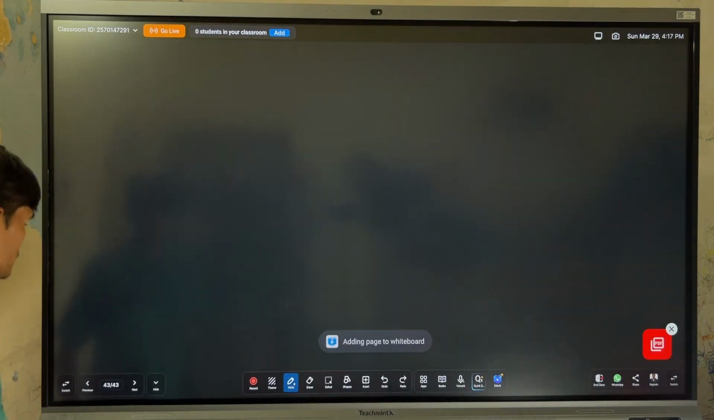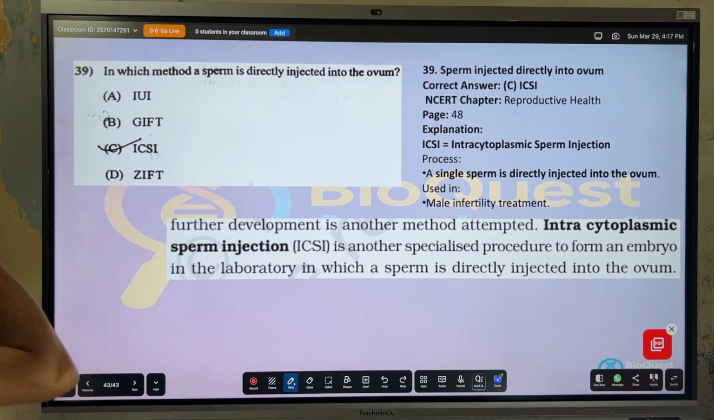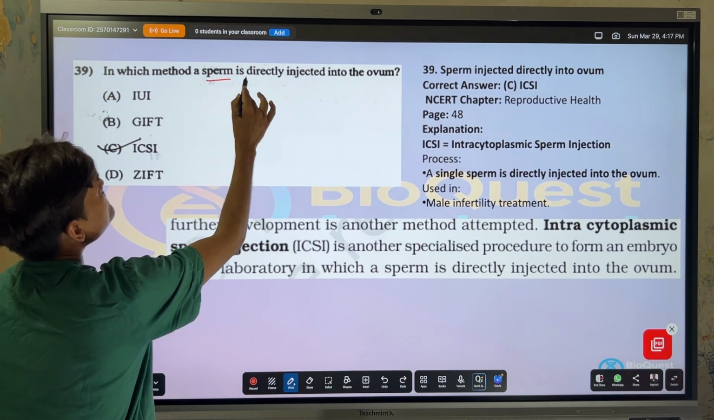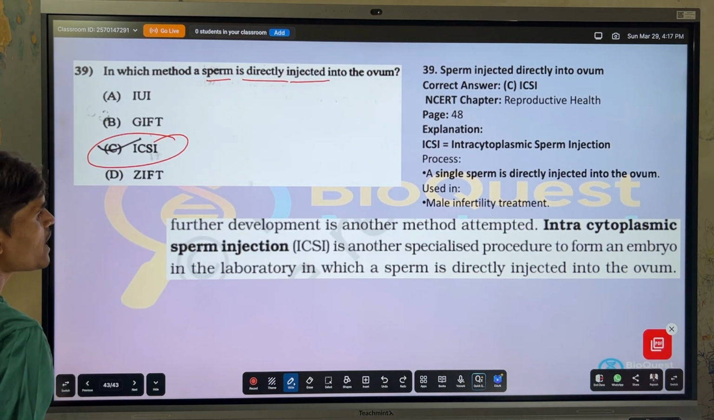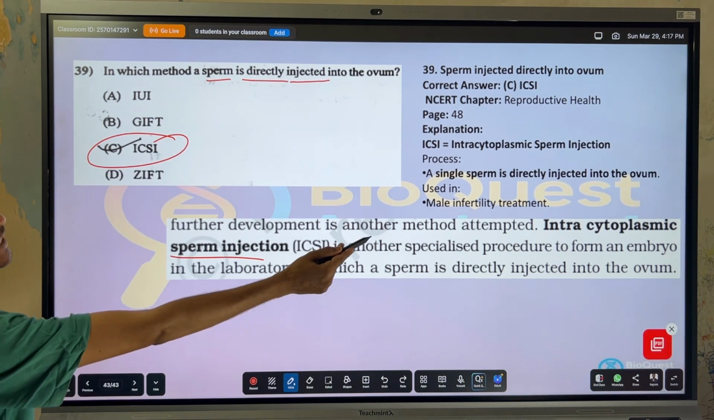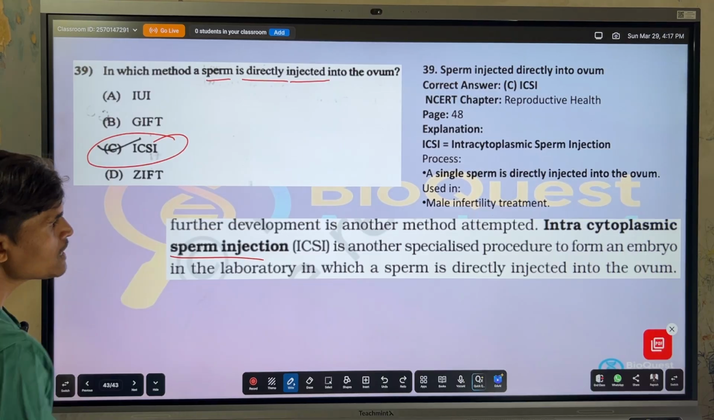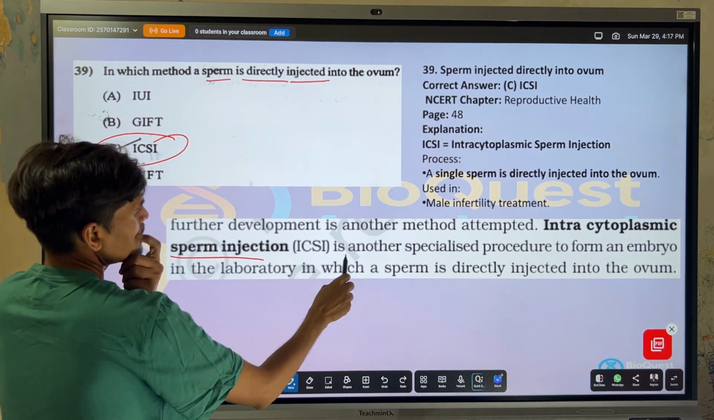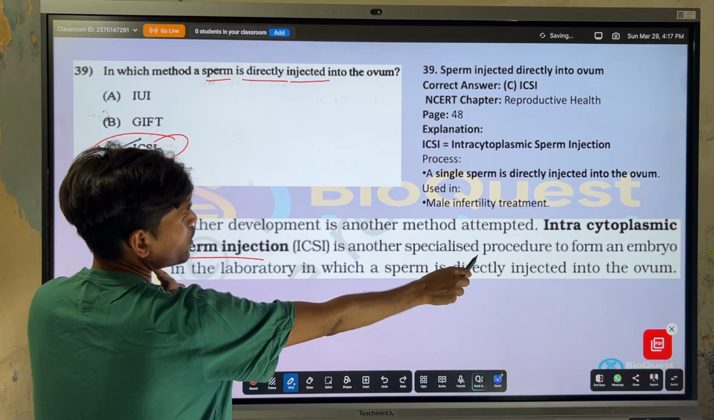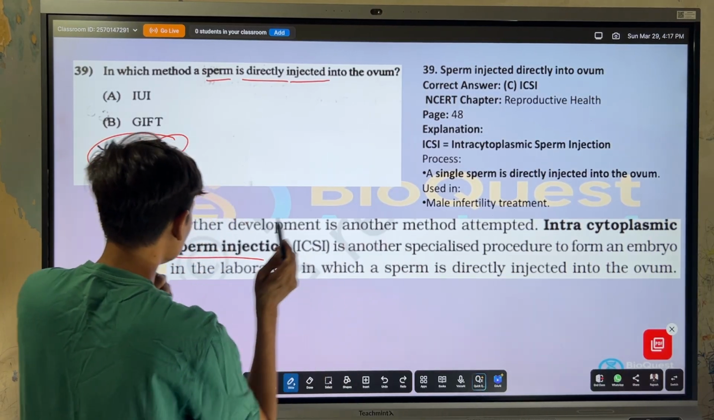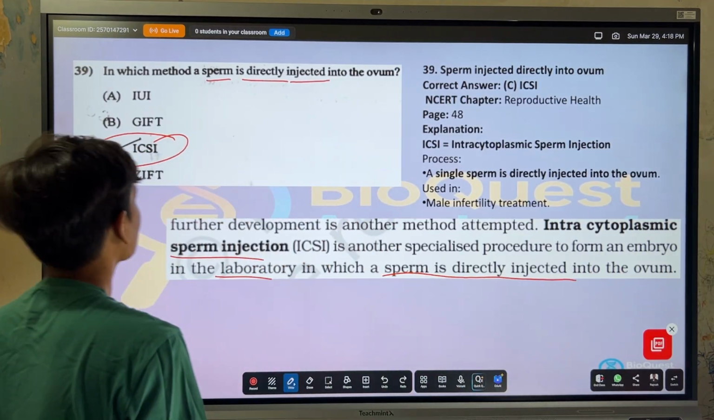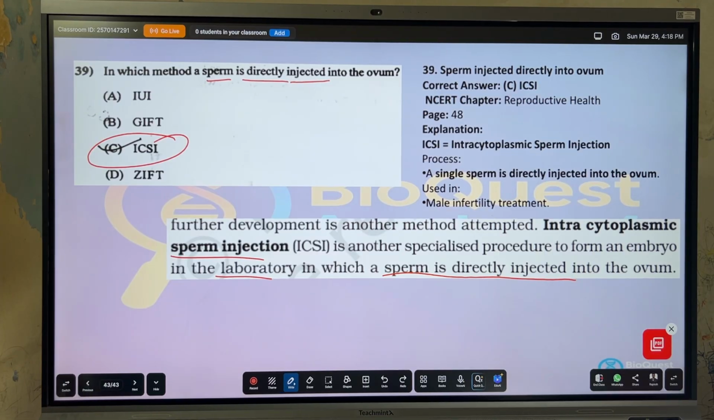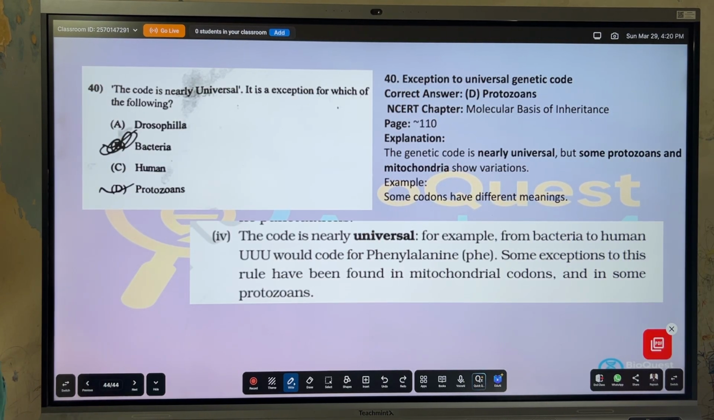Okay, next. Question 39. Which method is one in which a sperm is directly injected into the ovum? ICSI, intracytoplasmic sperm injection, is another specialized procedure to form an embryo in the laboratory in which a sperm is directly injected into the ovum.